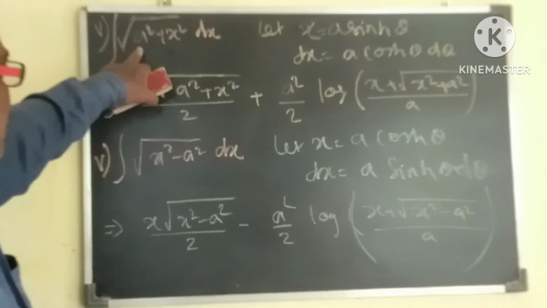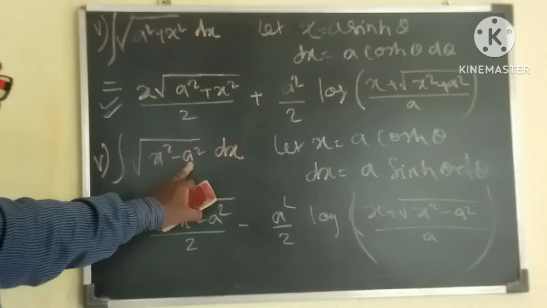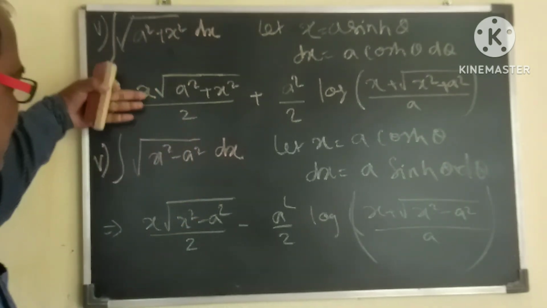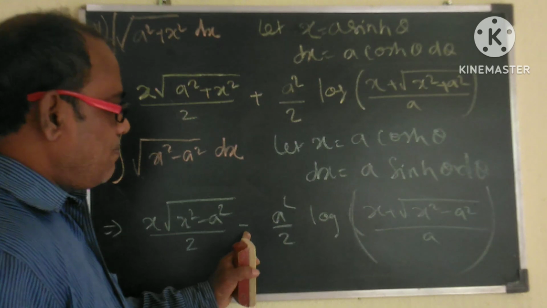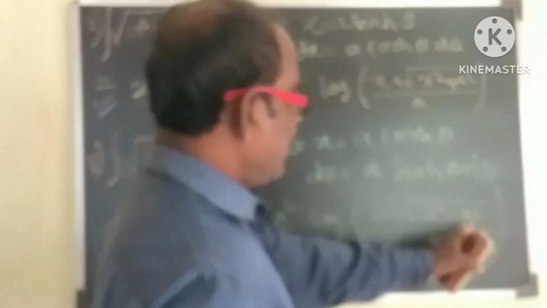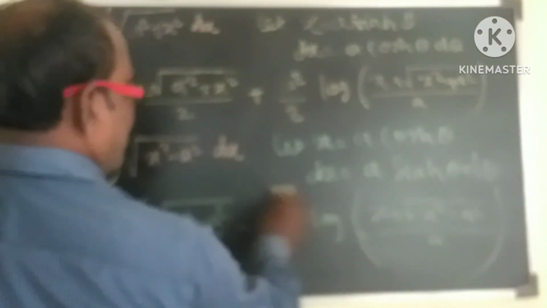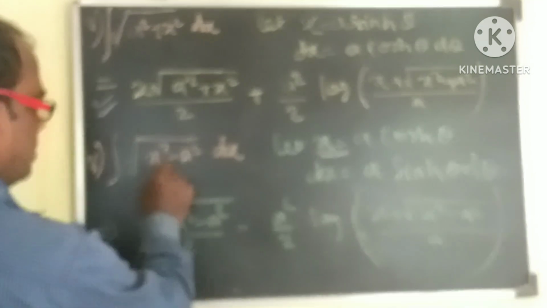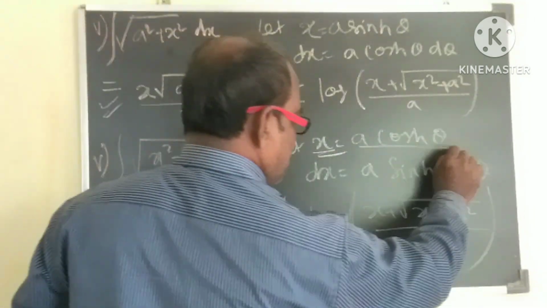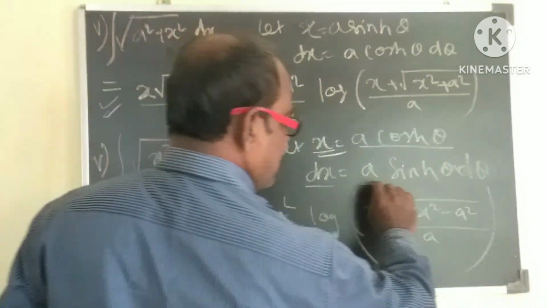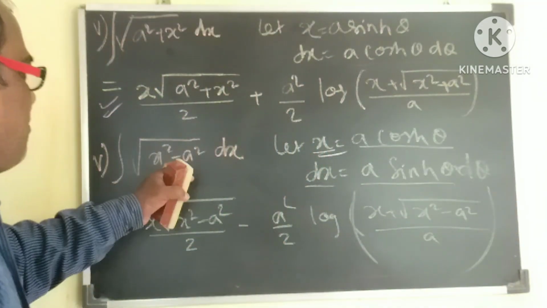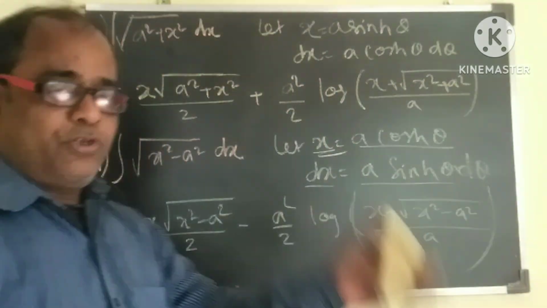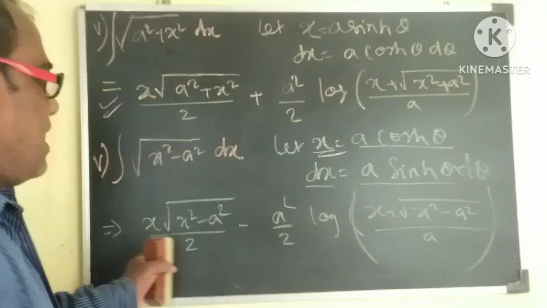Similarly, instead of a square plus x square, if it is x square minus a square, only this gets reversed, nothing else, and instead of plus we get minus, and instead of plus we get minus. But here we have to assume x is equal to a cos hyperbolic function of theta, then dx is equal to a sin hyperbolic function of theta d theta. From here, if you put the values in by substituting this, we can get the final answer.